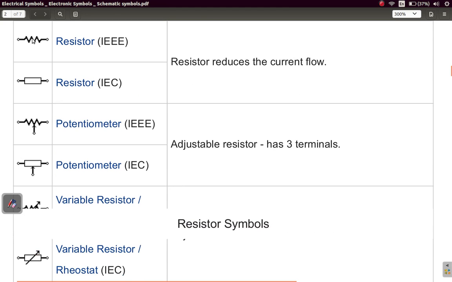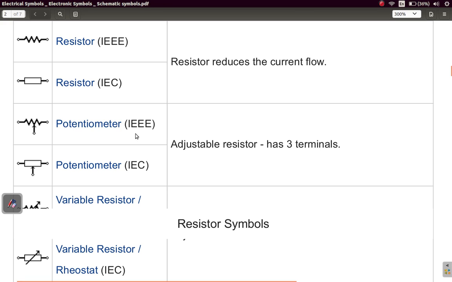Alright, this wire, this is a resistor. This represents a resistor. This is a more common type of representation of a resistor. This is the IEEE representation. That's the Institute of Electrical and Electronics Engineers. This is the IEC representation, the International Electrotechnical Commission.